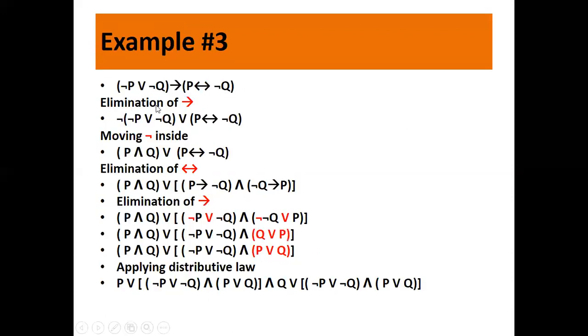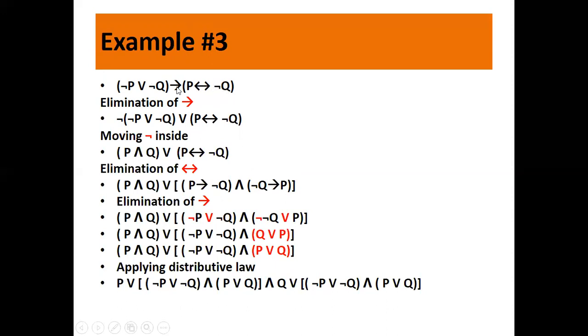Okay. Here what you have is negation of P or negation of Q. This together implies P biconditional negation of Q. This is a little bit bigger example.